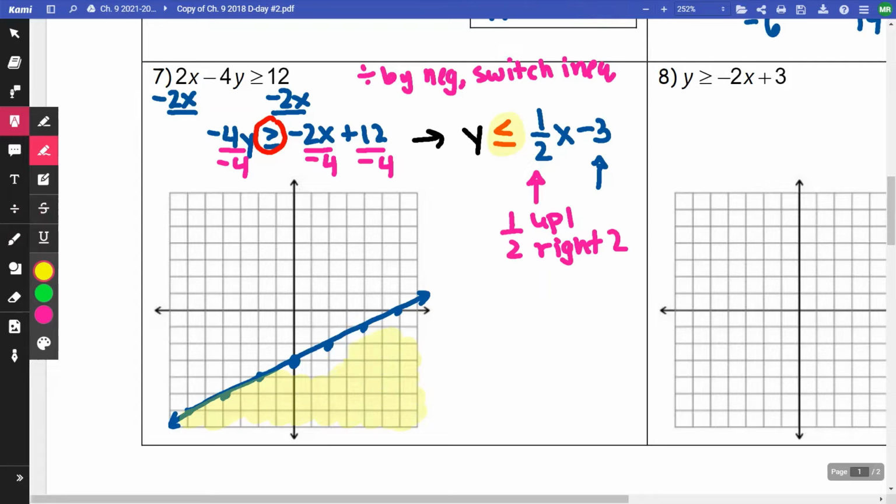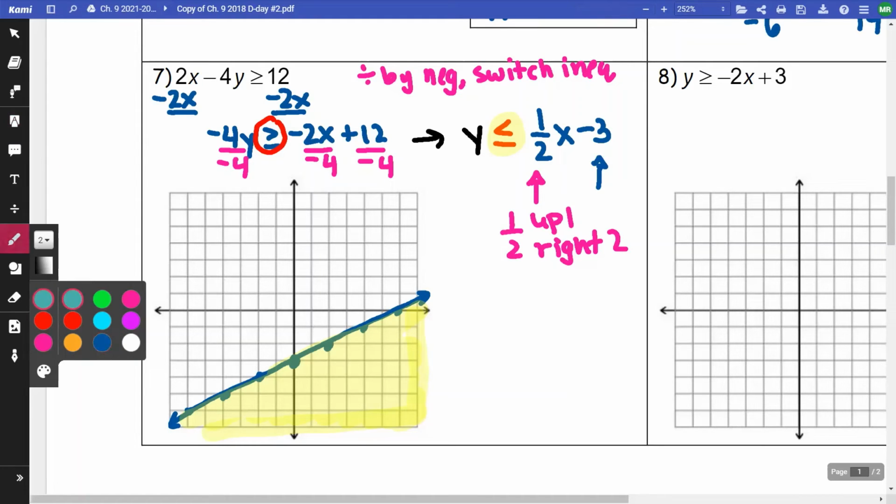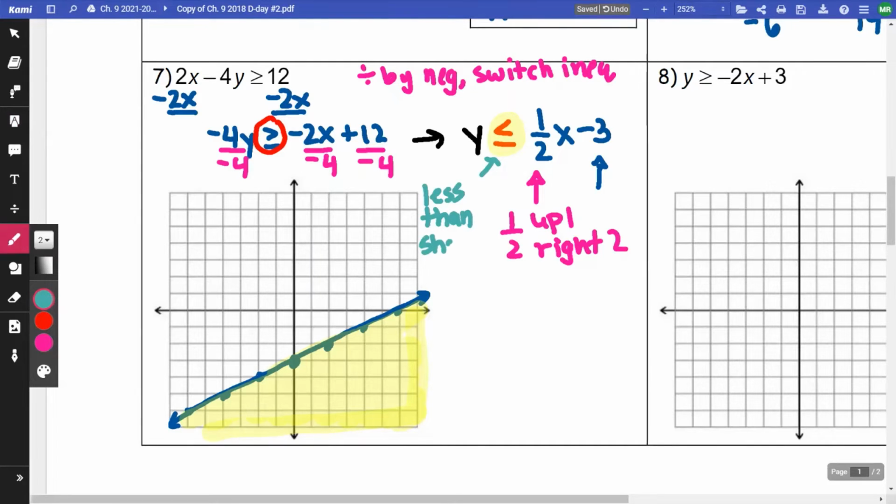So the line is solid. So everything on the line is a solution. And then everything underneath is going to make that true. And again, why am I shading below? Because that inequality right there is saying that it is less than. And so that means that I want y is less than, which means shade below.